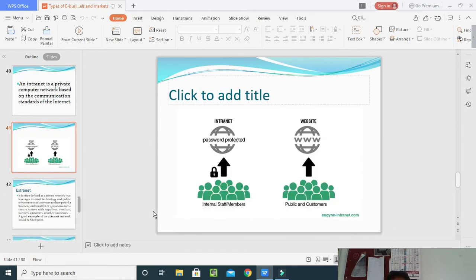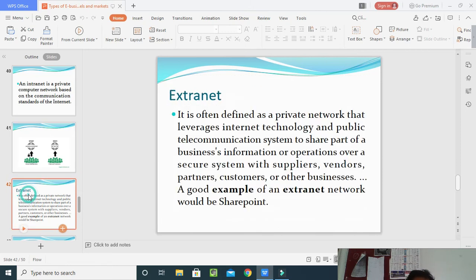It shows a clear picture of the difference between an intranet and a website or extranet. Now, what do we mean by extranet? It is often defined as a private network that leverages internet technology and the public telecommunication system to share part of business information or operations over a secure system with suppliers, vendors, partners, customers, or other businesses.